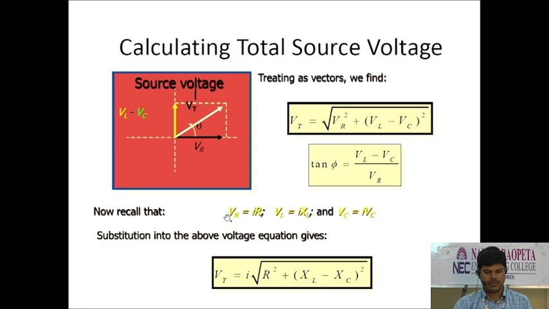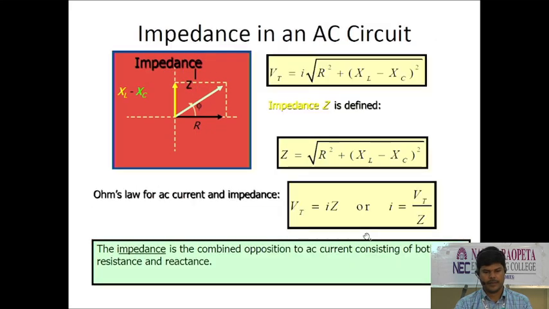But whatever it may be, the voltage across the resistor is I into R. Voltage across the inductor is I into XL. Voltage across the capacitor is I into XC. All are effective values, and we can calculate them from the circuit. So total voltage VT is the effective current times the square root of R squared plus (XL minus XC) squared. XL and XC are the inductive reactance and capacitive reactance offered by the inductor and capacitor.